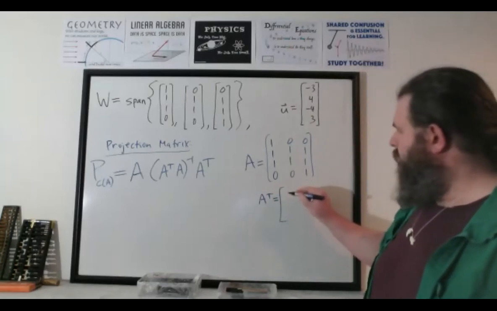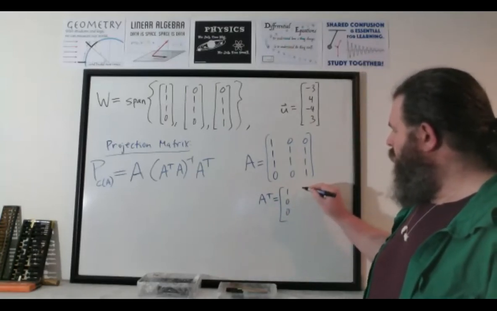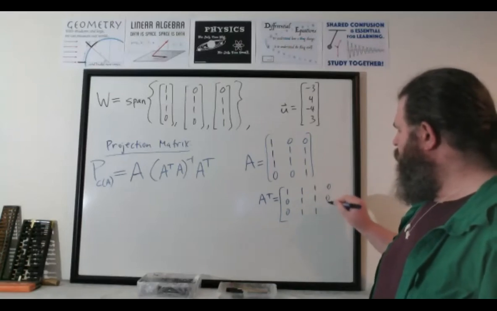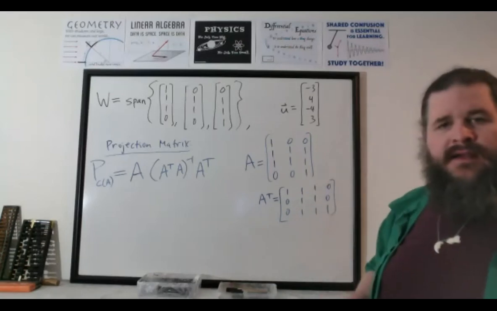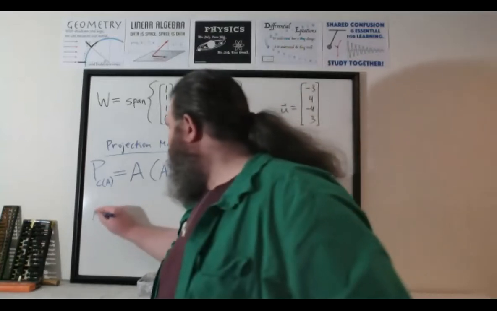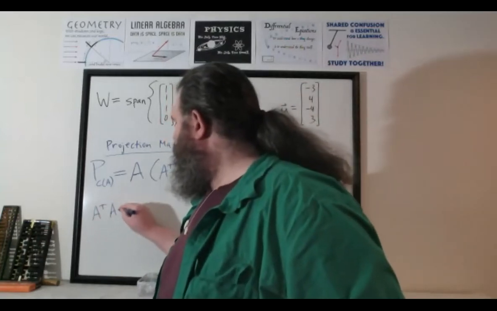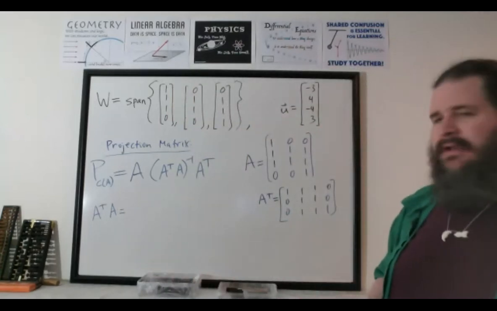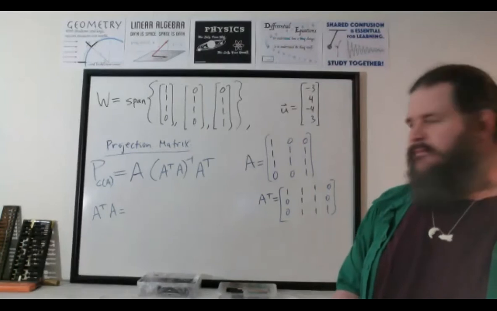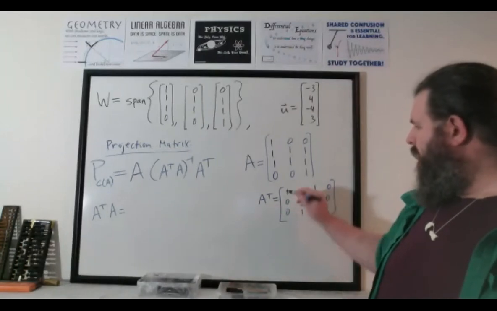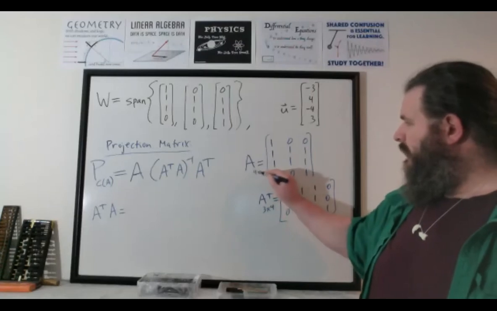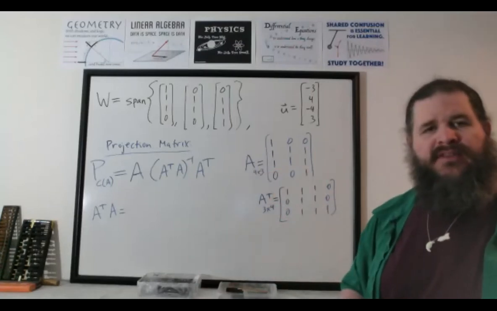A transpose would look like this: each row is now a column, and each column is now a row. And now we just need to multiply A transpose times A. And by the way, what would the dimensions of that be? If A transpose is 3 by 4 and A is 4 by 3, what would be the dimensions of the result?